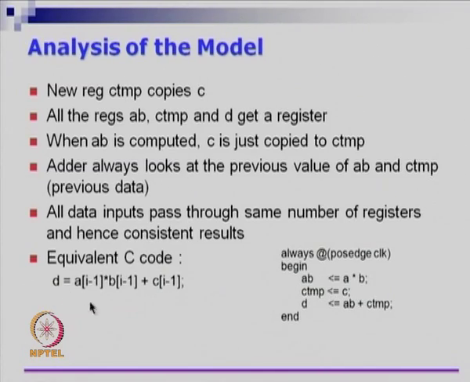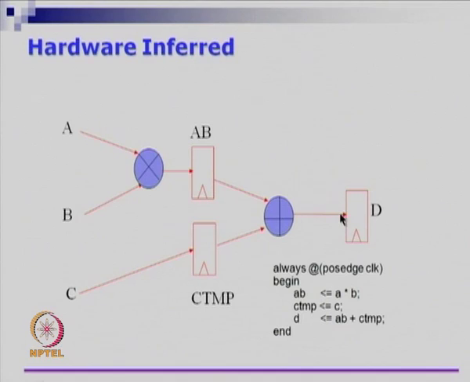All the inputs pass through the same number of registers. So the equivalent thing is, if I give inputs I, it is going to take 2 cycles, or a latency of 2 cycles, to come to the output. So the D input that you are going to see here is actually looking at AB of I minus 1 plus C temp of I minus 1, which is actually equivalent to C of I minus 1.